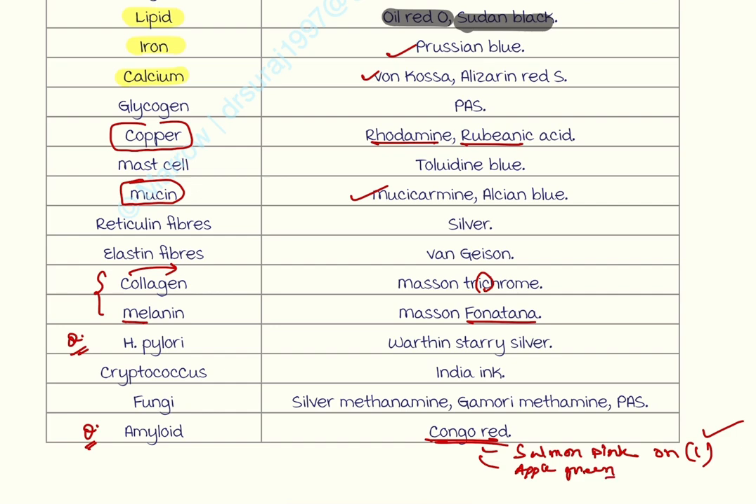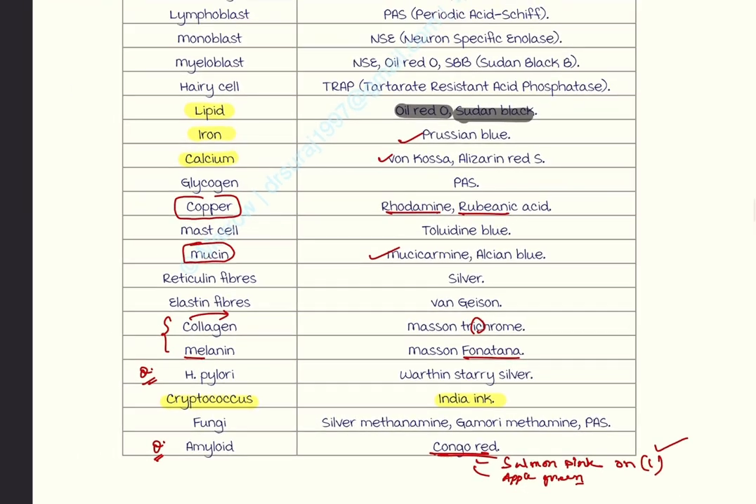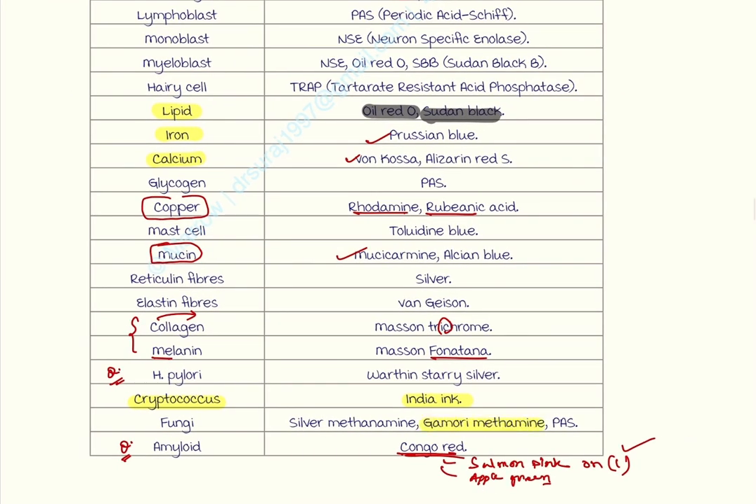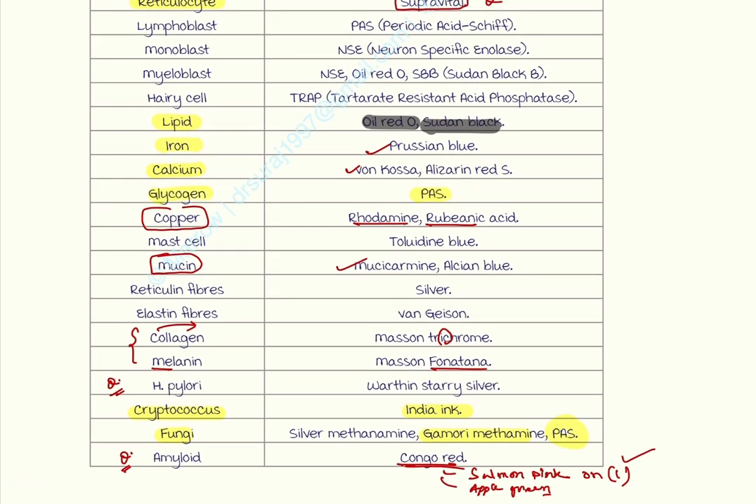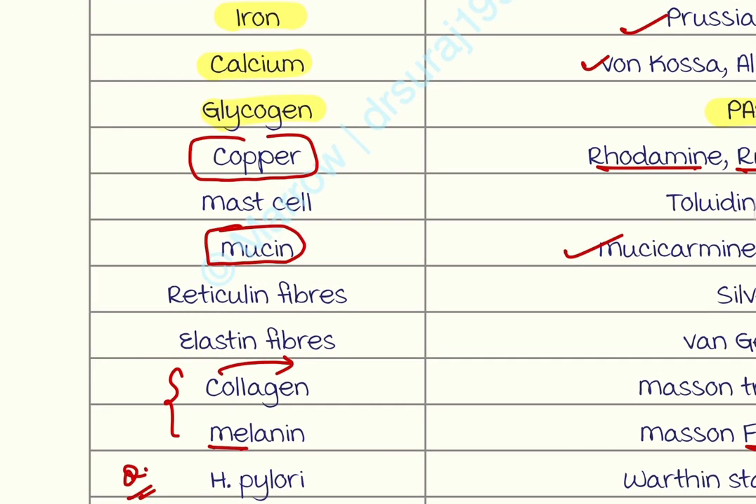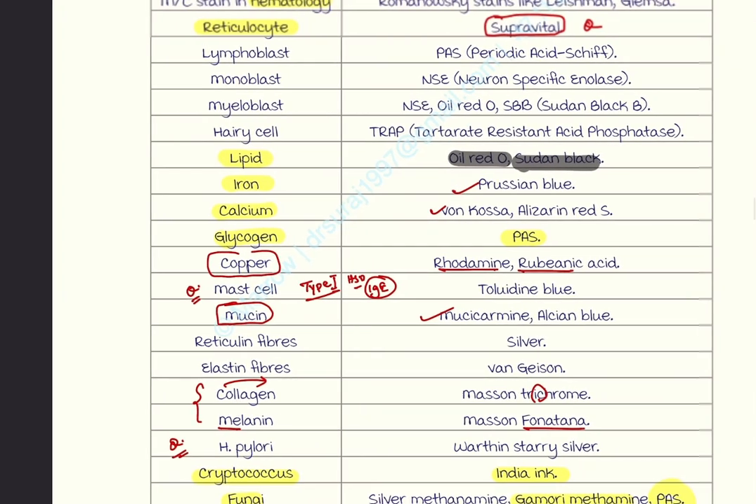What is the stain used for cryptococcus? India ink. Gomori methenamine silver and PAS can also be used for fungi, but PAS can be used for glycogen also. The question asked is about mast cell also, that is toluidine blue. Mast cell is important in type 1 hypersensitivity reaction: IgE increased, atopy, bronchial asthma, anaphylaxis.